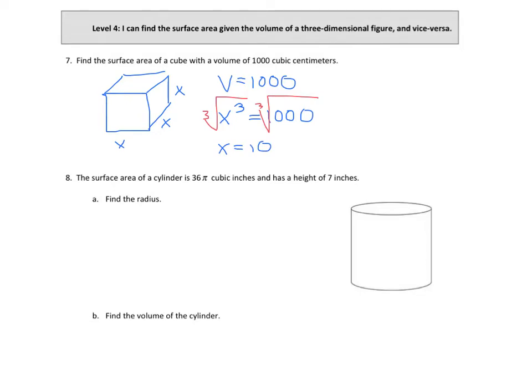And you can always check to make sure that works. 10 times 10 times 10 does give us 1,000. So that's the side length of my cube. So I had to work backwards and find the side length. Now I'm going to be able to figure out what the surface area is.